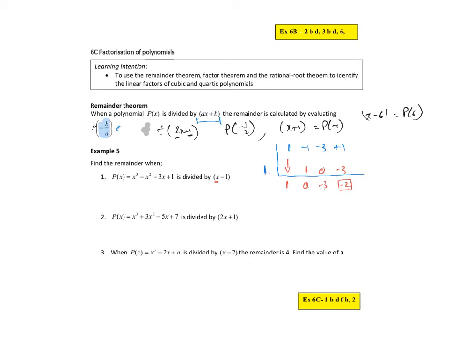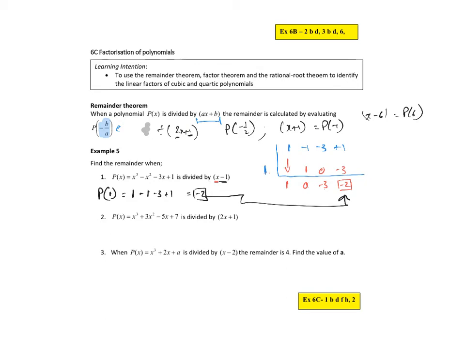Now, I should get the same answer by working out p of, it's a negative 1 there, so I put positive 1 in. So I get 1 cubed minus 1 squared minus 3 times 1 plus 1, which is 2 minus 4, which equals negative 2, which is the same answer, okay? So that's the quickest and best way to work out our remainder, all right?